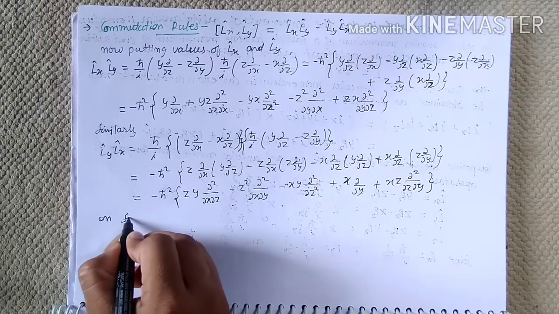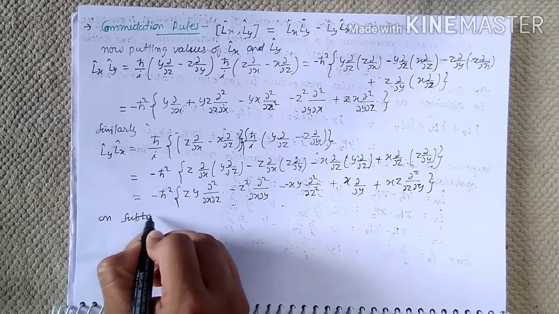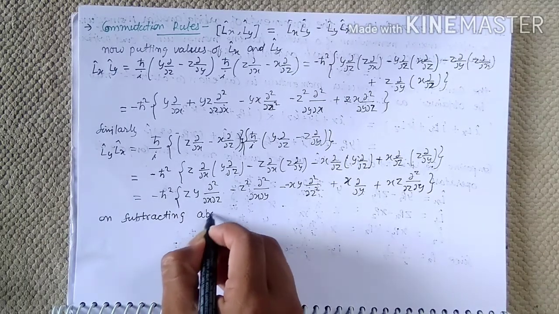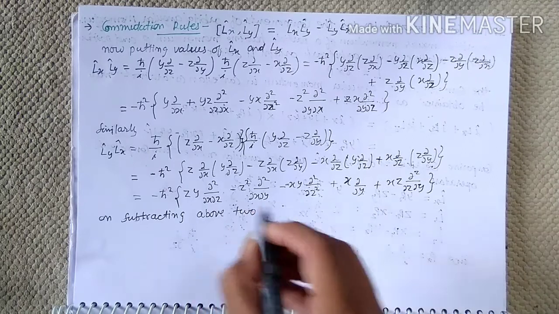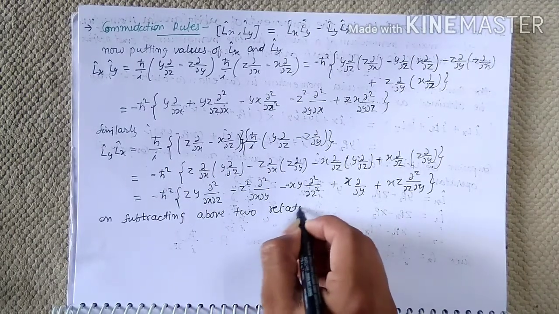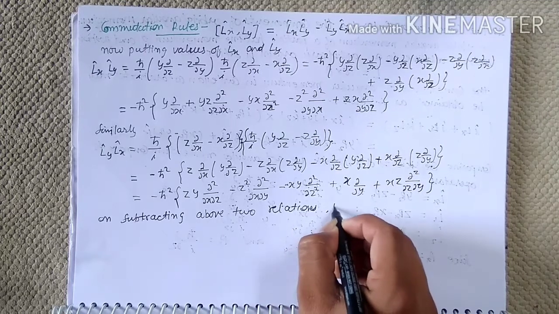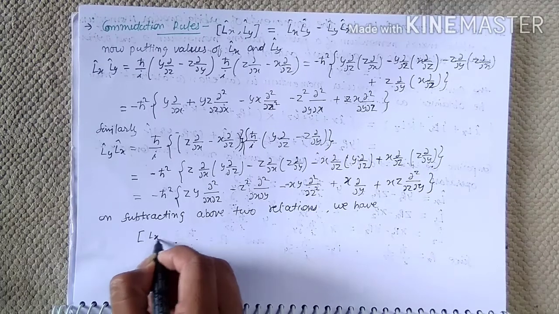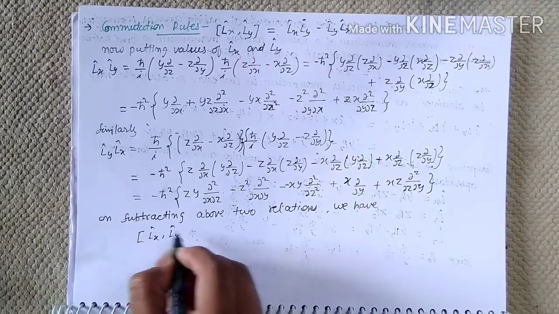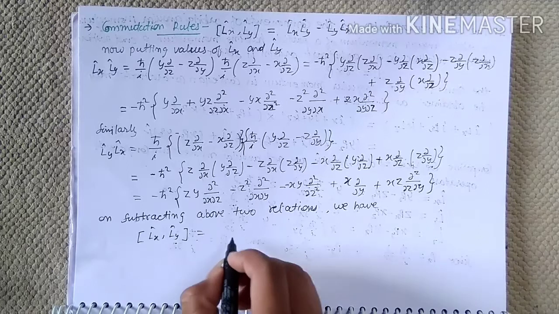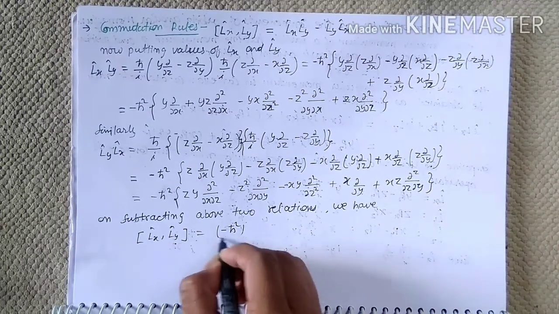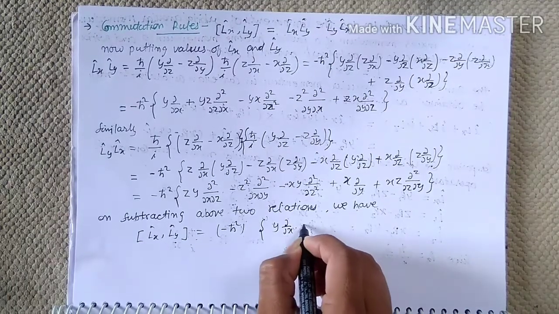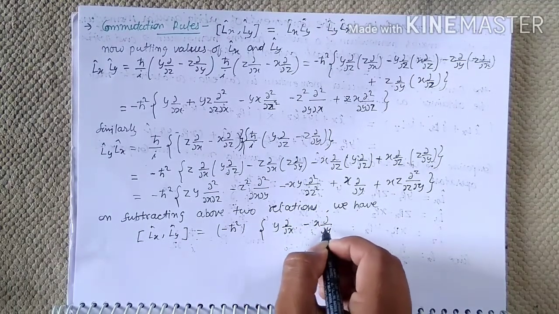On subtracting the above two relations, we have the commutator of Lx and Ly is equal to minus h cut square (y del by del x minus x del by del y).